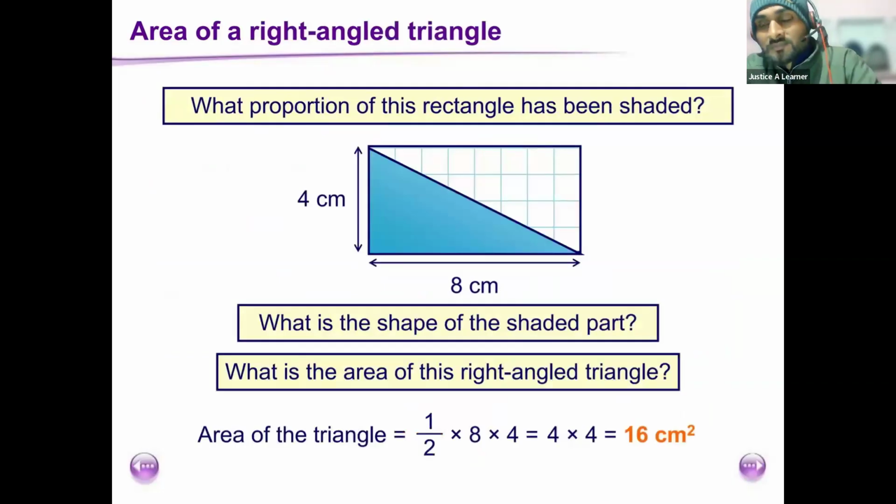Now understand this, please. The proportion of this rectangle has been shaded, half shaded. What is the shape of the shaded part? That is a triangle, isn't it? So what is the area of this right angle triangle? This is the right angle triangle. So you may find it easily.